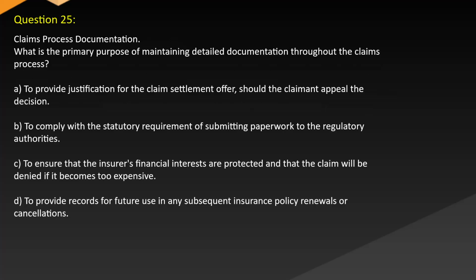Question 25. Claims process documentation. What is the primary purpose of maintaining detailed documentation throughout the claims process? A. To provide justification for the claim settlement offer should the claimant appeal the decision. B. To comply with the statutory requirement of submitting paperwork to the regulatory authorities. C. To ensure that the insurer's financial interests are protected and that the claim will be denied if it becomes too expensive. D. To provide records for future use in any subsequent insurance policy renewals or cancellations.